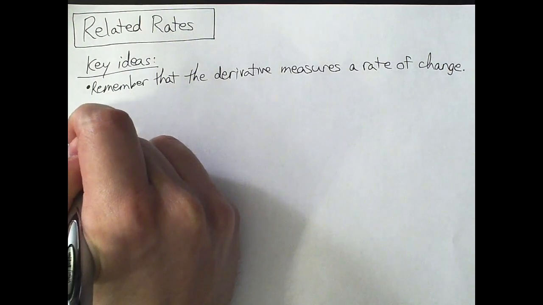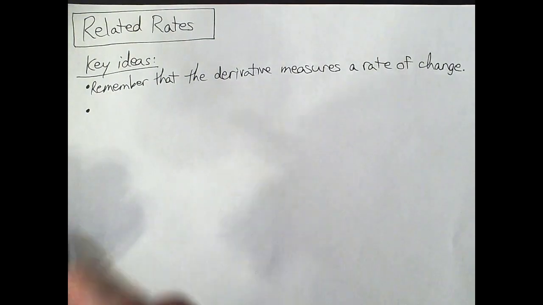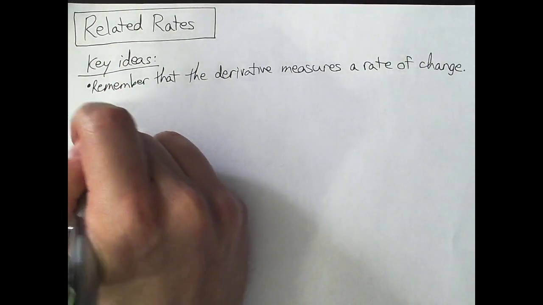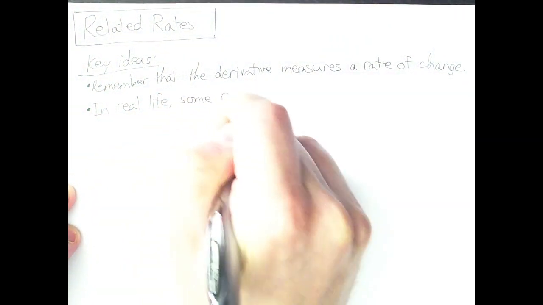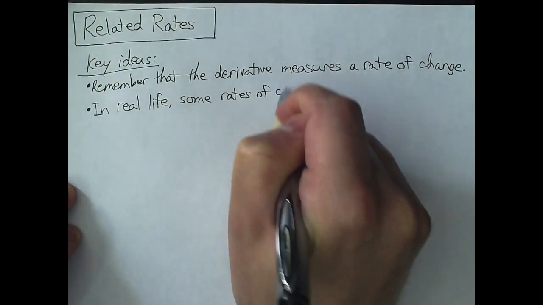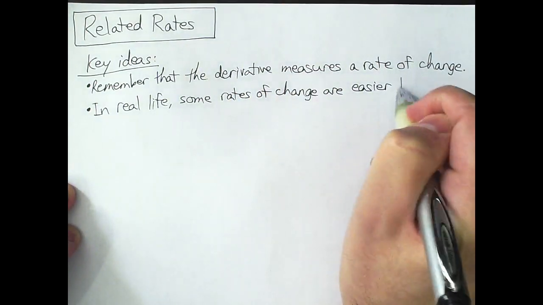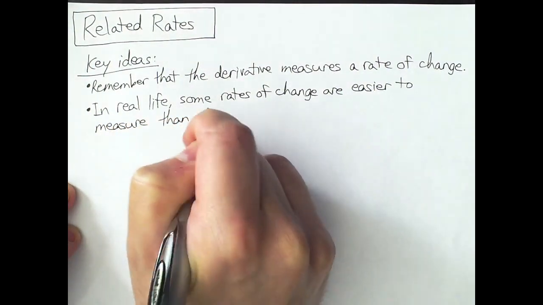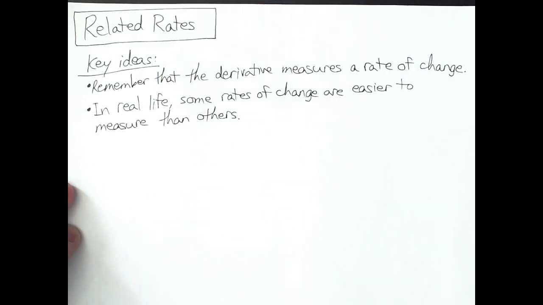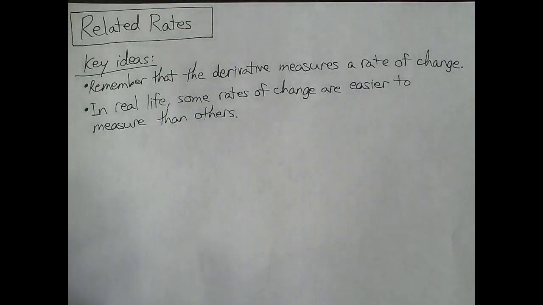In fact, with implicit differentiation, we learned that we could even see the rate of change of something that's not a function. Y doesn't have to be a function of x. Anyway, in real life, some rates of change are easier to measure than others. And we'll see what I mean by that when we get to some example problems.